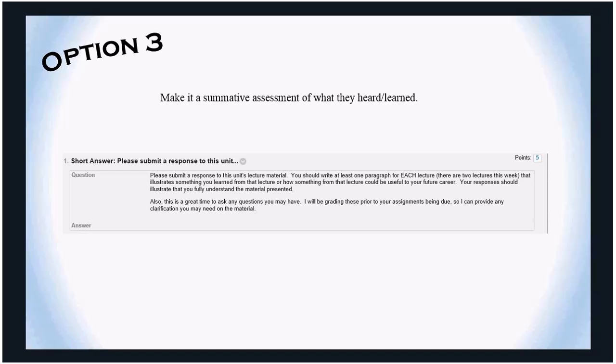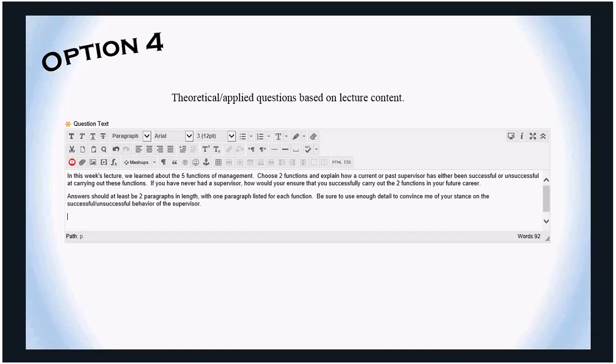So there's your summative. Number 4 is theoretical or applied questions based on your lecture. So this one changes it a little, and you can get specific about what you are learning in lecture. So this one was from a supervisory class and says, in this week's lecture we learned about the 5 functions of management. Choose 2 functions and explain how your current or past supervisor has either been successful or unsuccessful at carrying out these functions. So that makes them actually apply the concepts to a real life experience that they've already had, because most people will have had a supervisor, even if it's at McDonald's, they've had a supervisor before, and they'll be able to really apply what they've learned in this assessment.